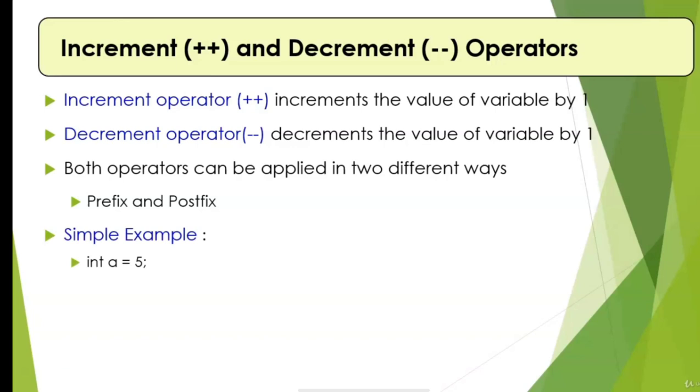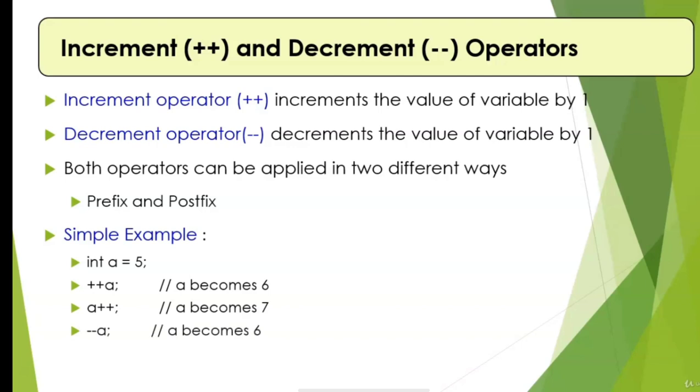Let's have a simple example. Suppose there is an integer variable a with the value 5. If we perform plus plus a, then the value of a will become 6. If we again perform a plus plus, note that earlier it was prefix plus plus to a, whereas here it is a postfix plus plus to a. Still it will increment the value of a by 1 and the value of a will become 7.